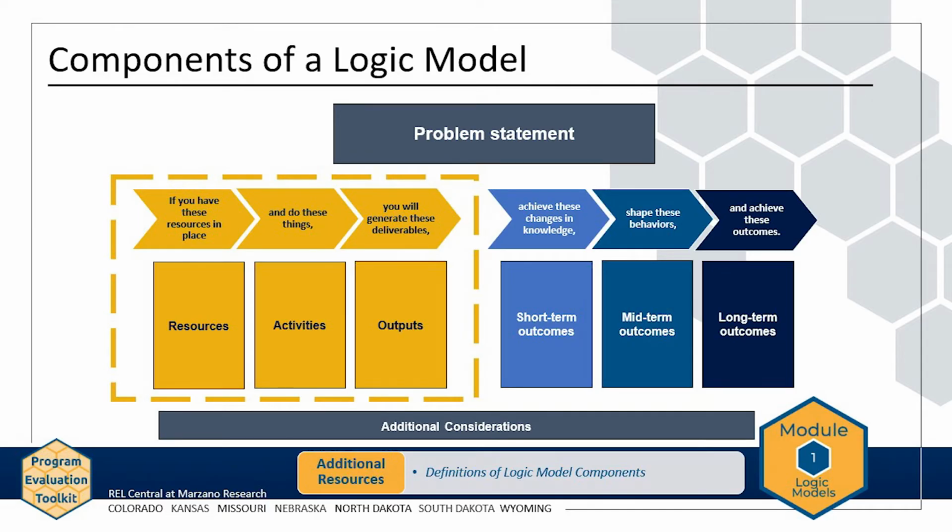The resources, activities, and outputs for a logic model are outlined here in gold dashes. This part of the logic model describes the program by answering the questions, what is the program, and how does it work? The resource definitions of logic model components, available on the resources page of the website, provides complete definitions of resources, activities, and outputs.